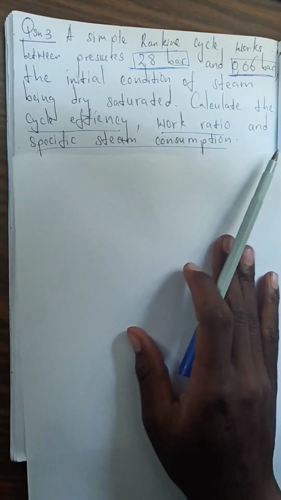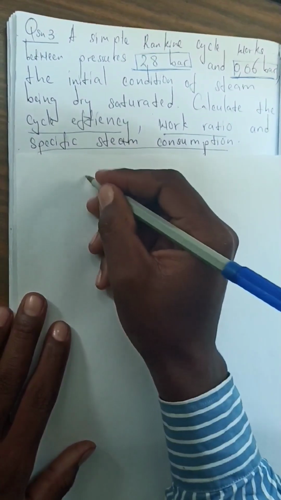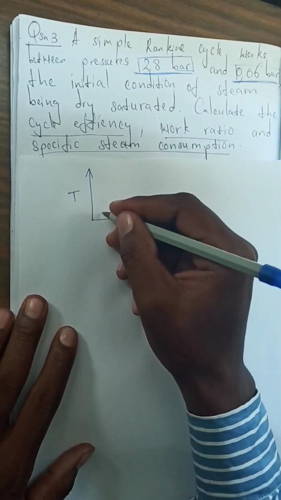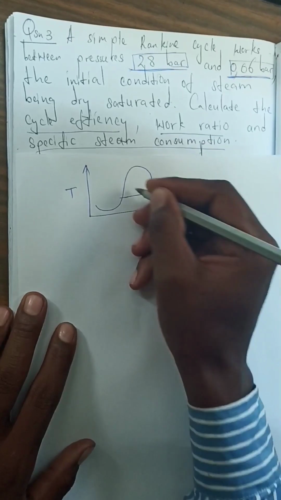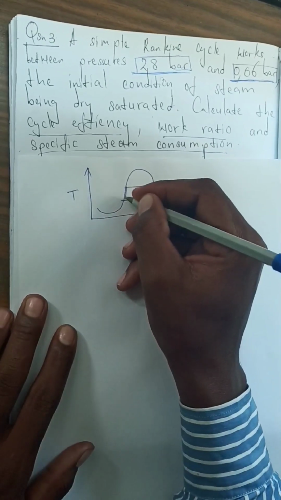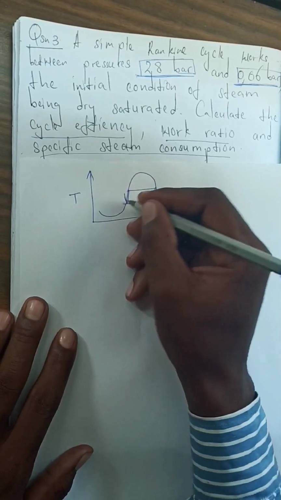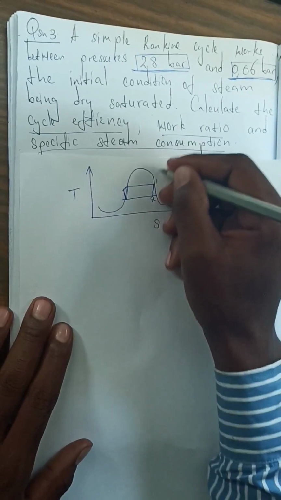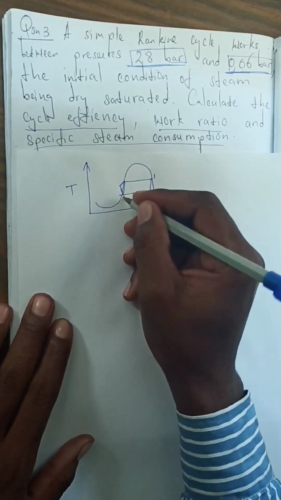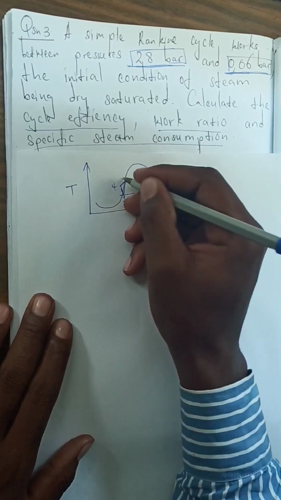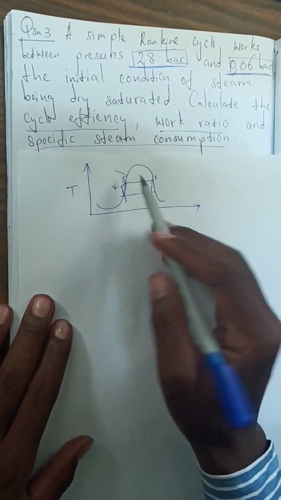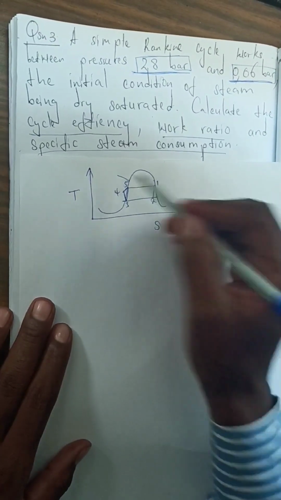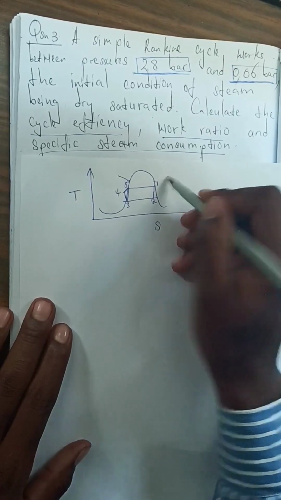So here we are going to first draw our TS diagram. Here T is for temperature, then S is for entropy. Since on our given values, we are not having superheated steam, there's no need for drawing that sharp curve going upwards. So I just write 1, 2, 3, 4, 5 here, and this line represents the saturated vapor. This line is for the saturated liquid. Then this one is for the saturated vapor.